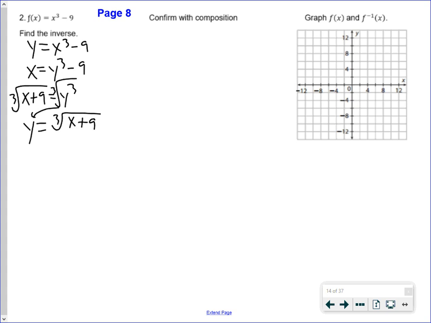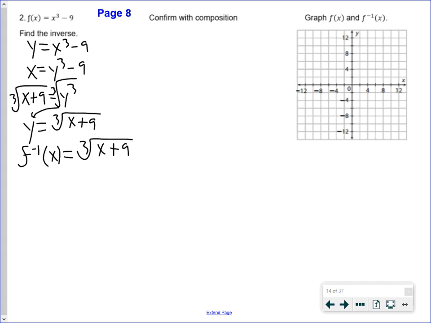If you decide to do it the way the note said on the previous page, you should get the same thing. It's the same exact process. You're just flipping x's and y's at the very end instead of the beginning, which I like to do. But you'll get the same inverse regardless. Okay, so the inverse we solved for is the cube root of x plus 9.